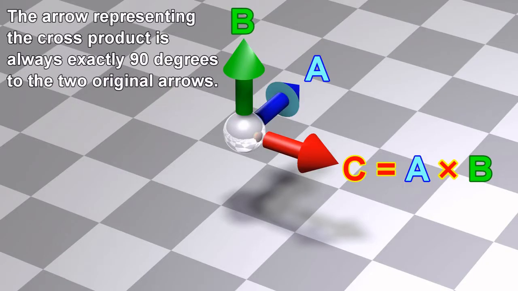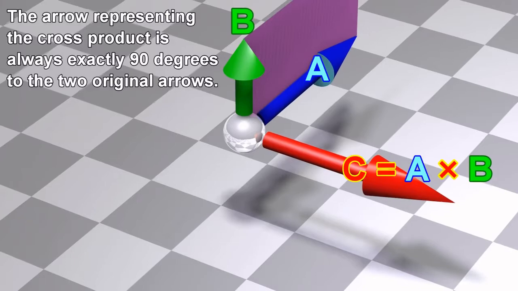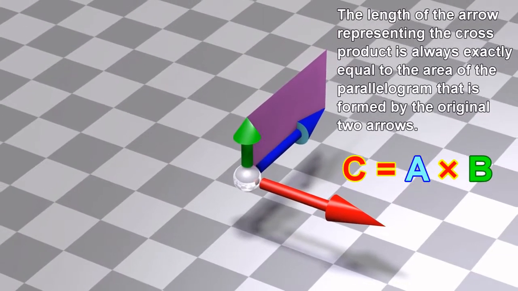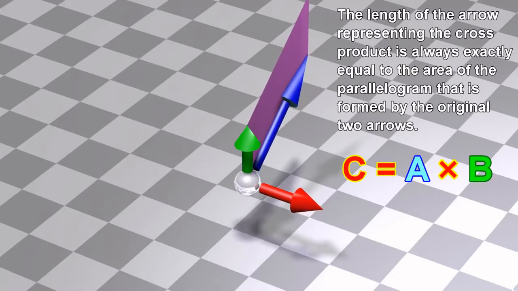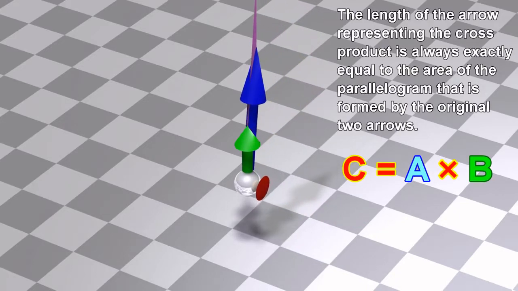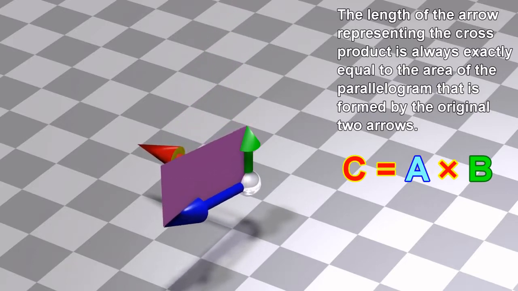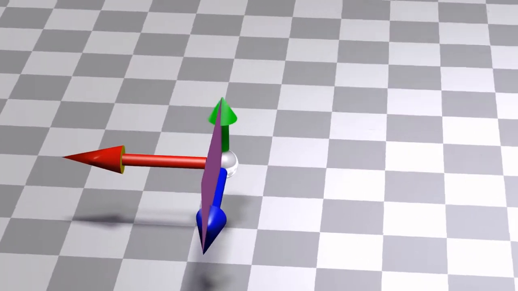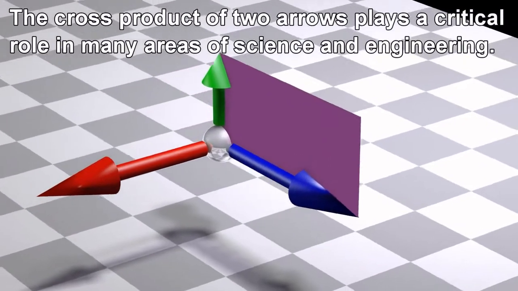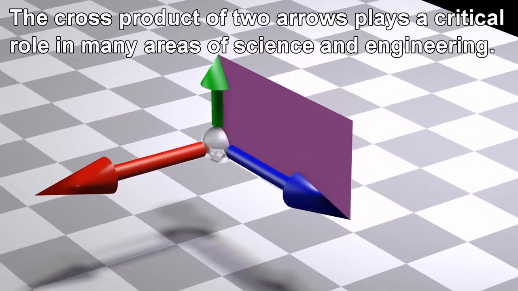The arrow representing the cross product is always exactly 90 degrees to the two original arrows. The length of the arrow representing the cross product is always exactly equal to the area of the parallelogram that is formed by the original two arrows. The cross product of two arrows plays a critical role in many areas of science and engineering.